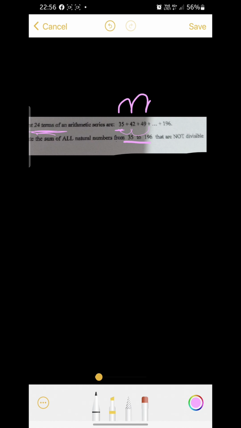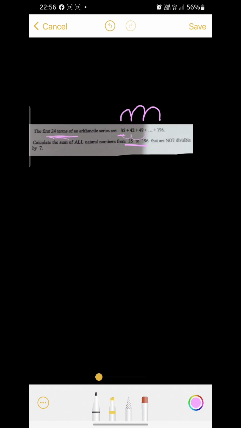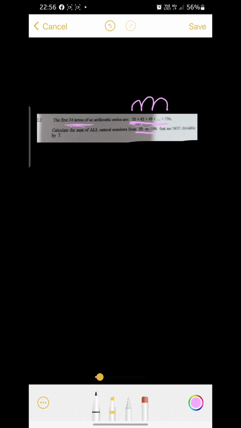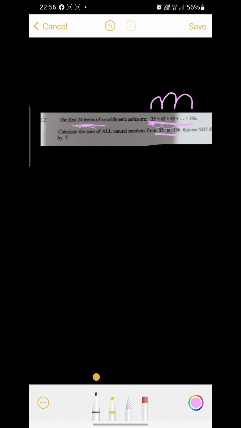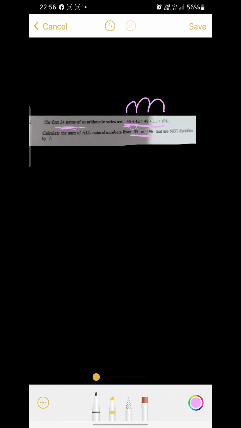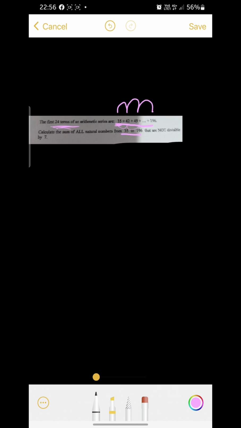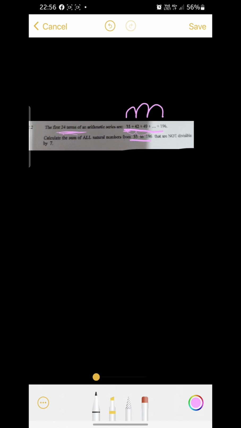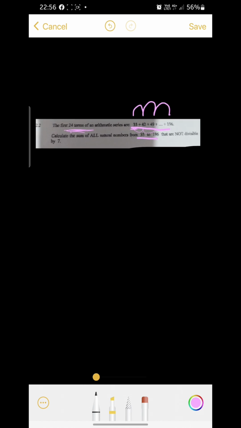So it's 35, 42, and whatnot until 196. Those are the ones that are divisible by 7 that they've given us. So if you can calculate the sum of those that they've given us, and subtract that from the sum of all natural numbers from 35 to 196, then we can get our solution, right? So let's go about it. Let's first calculate the sum of the numbers from 35 to 196 that are indeed divisible by 7.